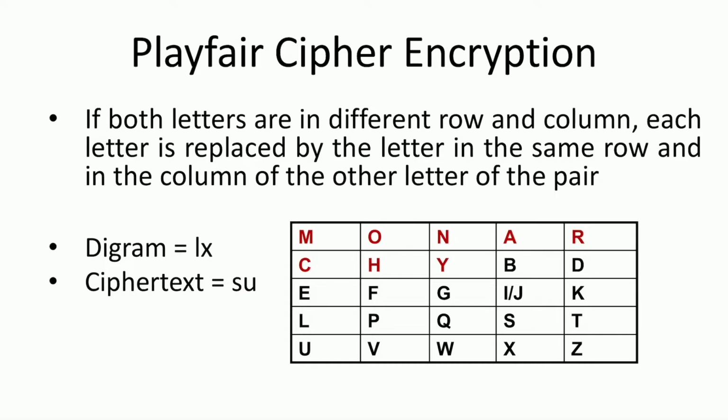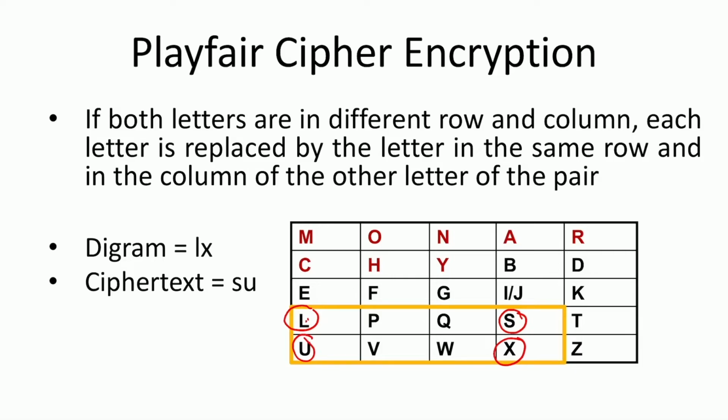For example, in the plain text balloon, the letters in the diagram LX are in different rows and columns, as you can see here in this yellow rectangle. So L will encrypt to S, which is in the same row and in the column of the other letter in the pair. And X will be encrypted as U, which is a letter in the same row as X and in the column of the other letter in the pair, which is L.